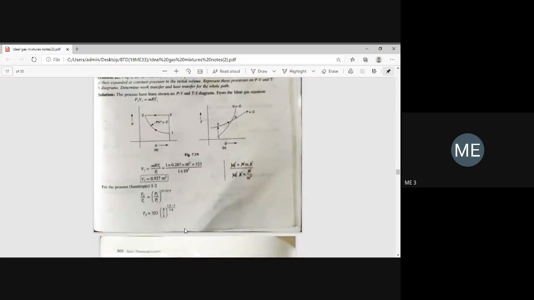So MCP into delta T for constant pressure process, we are getting 1109.14 kilojoules. And you have to find out Q2 to 3 is this one. So finally you have to find out the summation of the heat transfer. Q1 to 2 is anyhow 0. Q2 to 3 we have to calculate, and Q3 to 1.